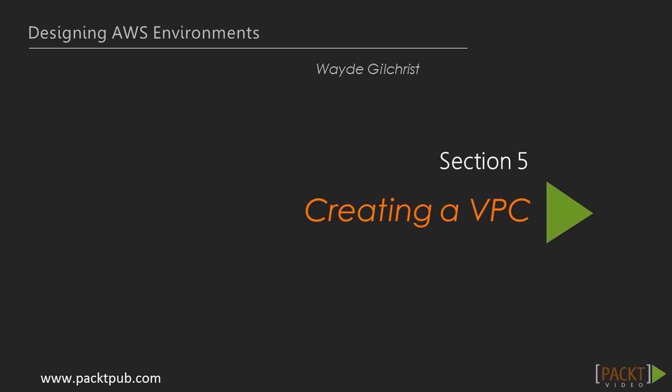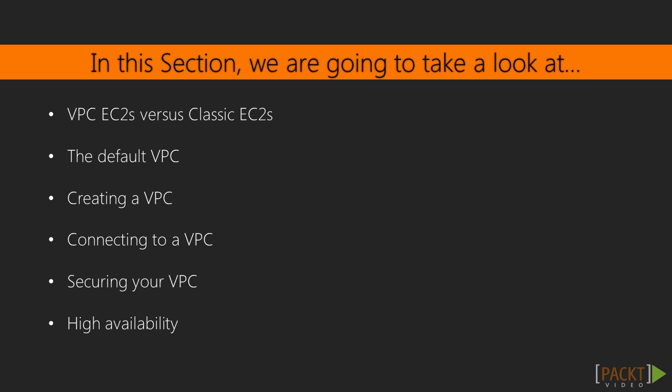Hi, and welcome back. In the last section, we discussed networking on AWS, which laid the foundation for being able to create our own VPCs. We discussed IP addressing, subnets, and route tables. In this section, we will learn several methods to build, secure, and connect to a VPC.